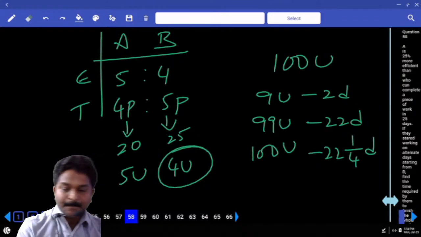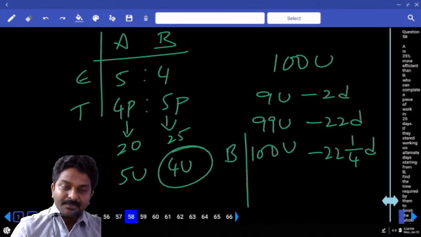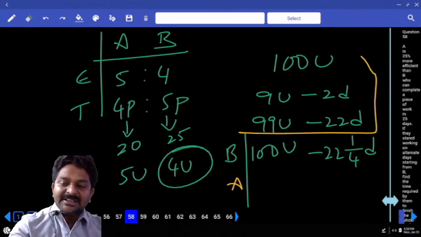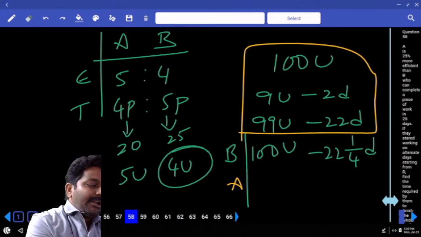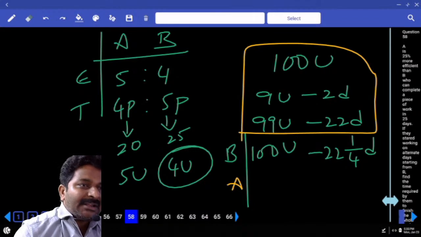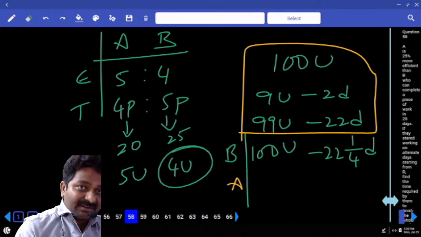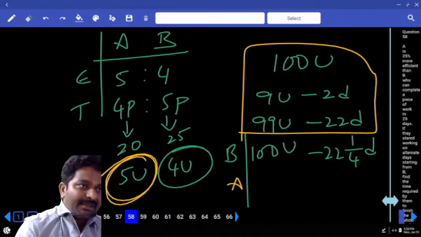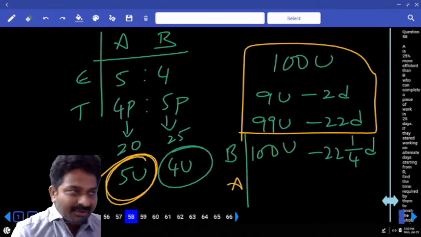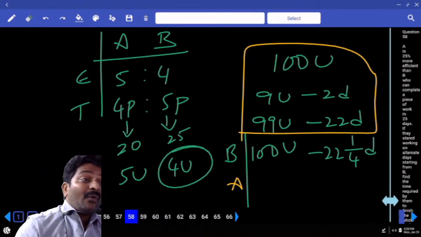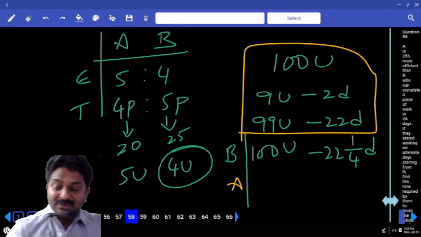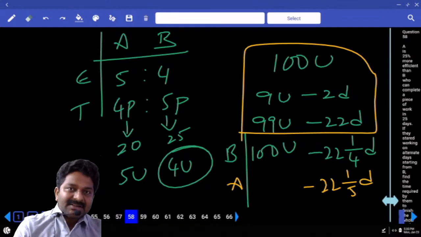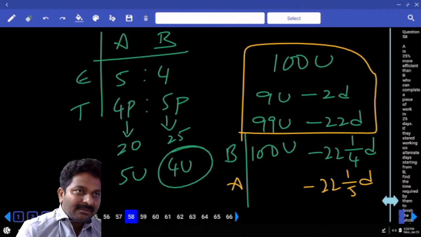Understood? If B starts the work, what if A starts the work? Till here it is the same. In 22 days they will be able to complete 99 units. If A starts the work, how many more units are left? 1. A per day can do 5 units, but he is left with only 1 unit, and for that he needs 1 by 5 day. So the answer is 22 1 by 5 days if A starts the work. Done.